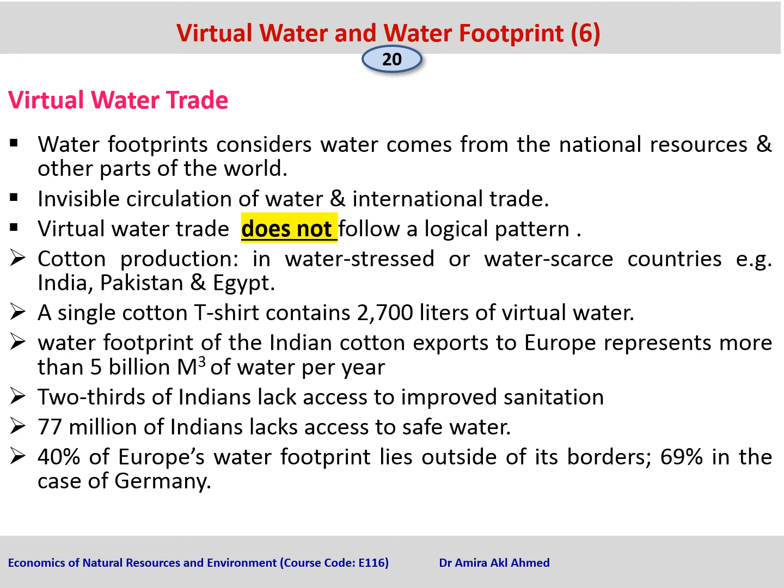Water footprints take into account all the water embedded in the goods and services consumed in a country, regardless of whether this water comes from the national resources inside the borders of the country or whether it comes from other parts of the world. Hence, there is an invisible circulation of water between countries through trade. We could say that water-scarce countries can consume imported products that would have been too water-consuming to produce within their own water resources.